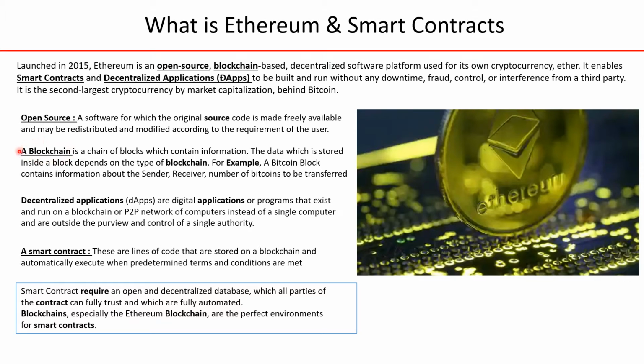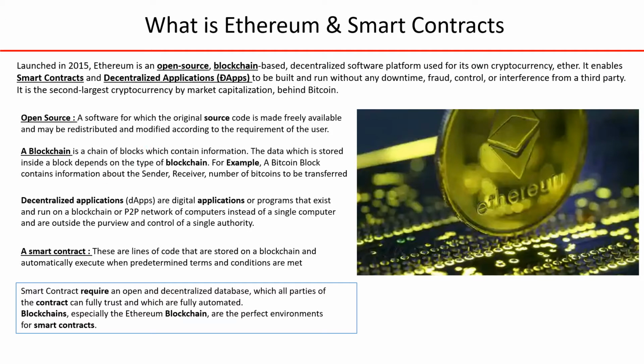Now let us understand what is blockchain. Blockchain is a chain of blocks which contains information. The data which is stored inside a block depends upon the type of blockchain. So there are so many blockchains. This is the basic fundamental. It is nothing but a chain of blocks having information. Now, what kind of information? For example, if we talk about the Bitcoin blockchain, the information about sender, receiver, and number of Bitcoin to be transferred. So this is the kind of information which is stored in that block and that is moving around on the blockchain. So this is a basic definition.